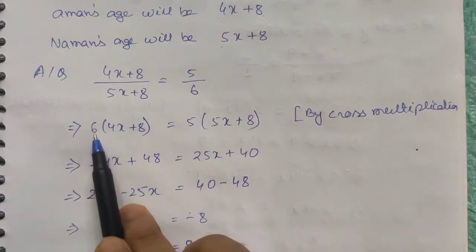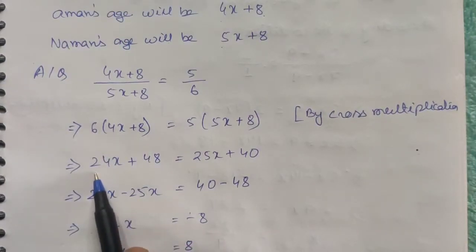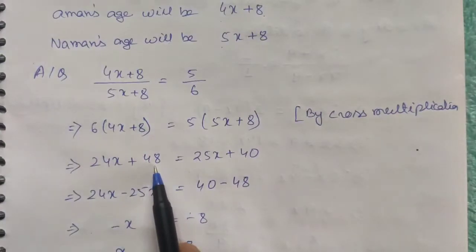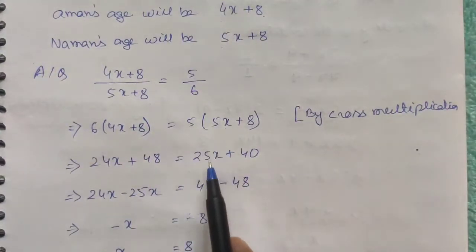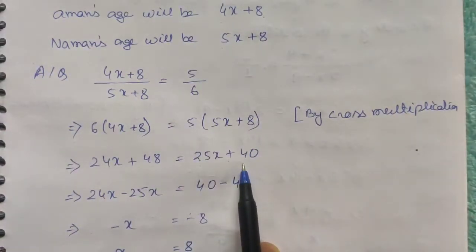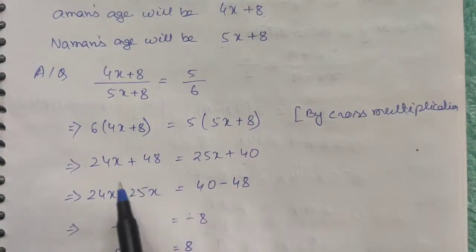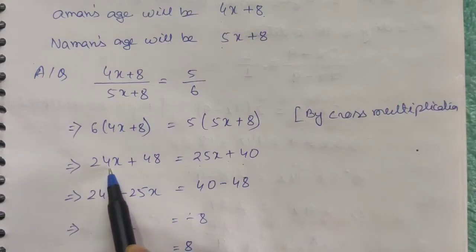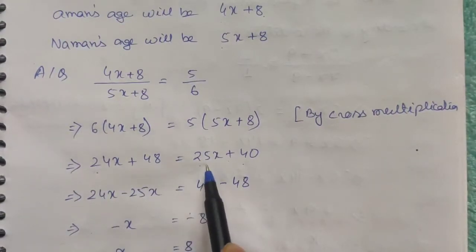Clear? So now if we multiply 6 with 4, it is 24x plus 6 into 8, 48, equals 5 into 5, 25x plus 5 into 8, how much? 40. I hope you are getting it, right? Now the next step is by the transposing method, right? In the transposing method, what do we do? By the transposing method, we bring variables to one side and constants to the other side. So here the variables are 24x and 25x.